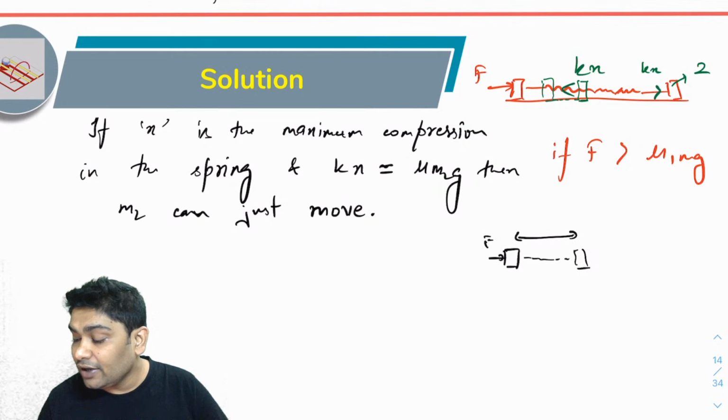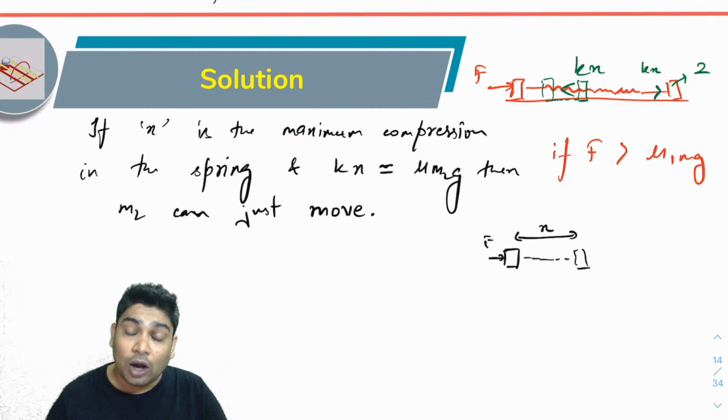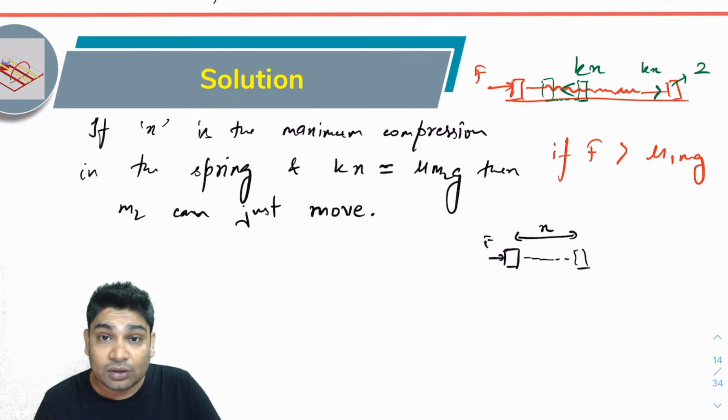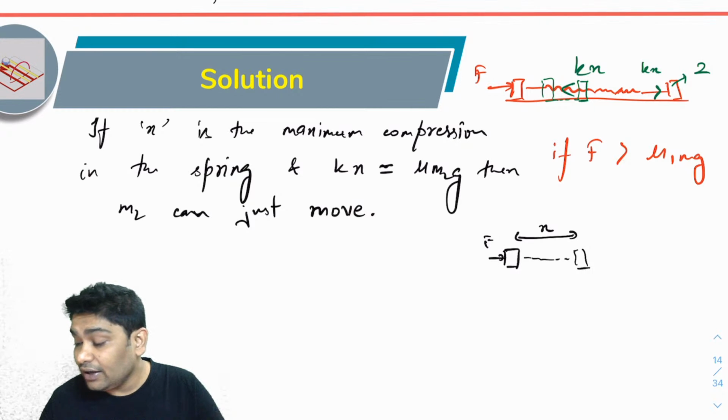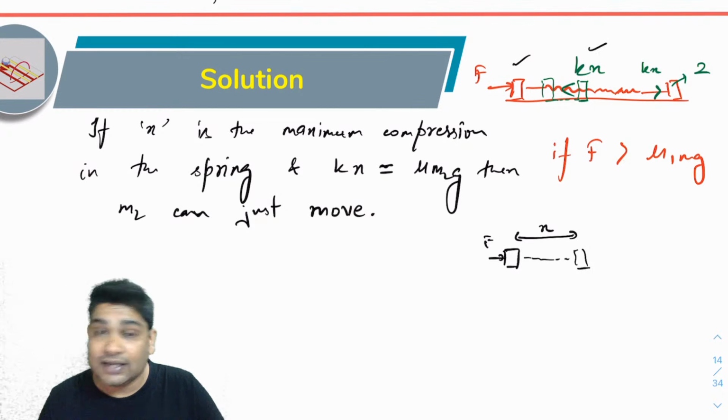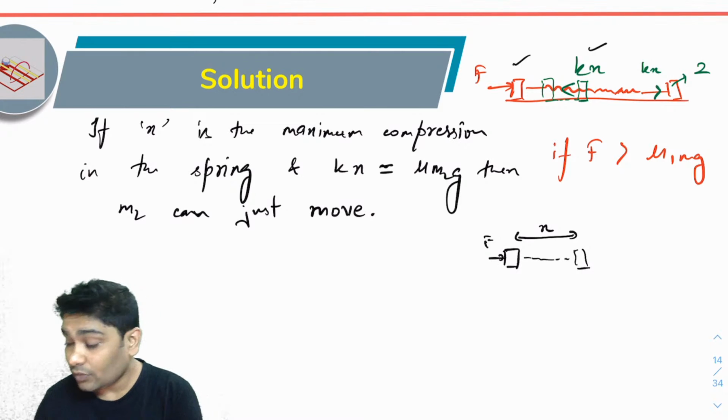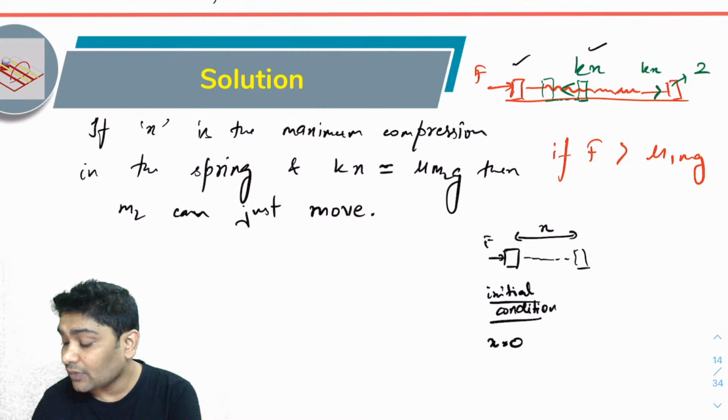So I am assuming if x is the maximum compression, then the block would have come to rest after moving through a distance x. Now you realize if from here to here during this journey, if I apply work energy theorem, so this is my initial condition. So what do I know about the initial condition? In initial condition, x equals 0, and this is the final condition, v equals 0, and this is considered the final condition when the spring has achieved maximum compression.